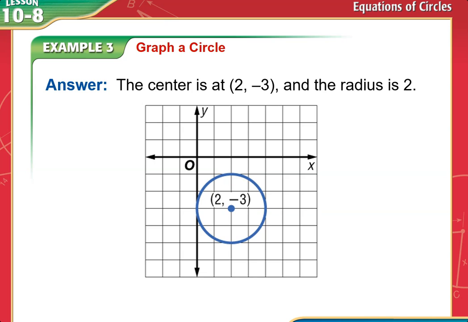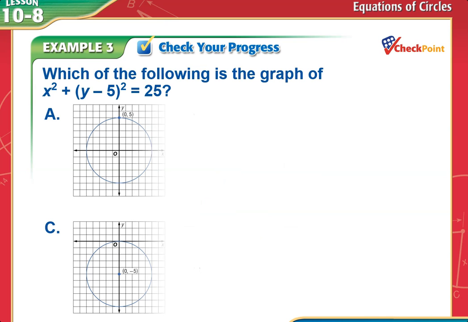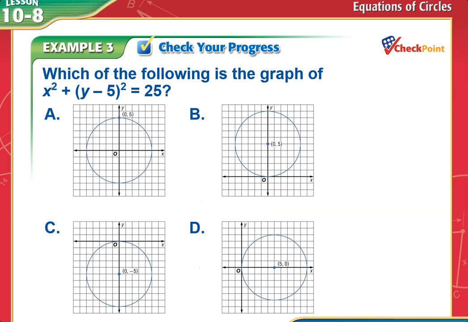All right, which of the following is the graph of x² + (y − 5)² = 25? Go ahead and check your progress. See if you can figure it out based on the center and based on the radius. All right, so if you said B, you were correct.